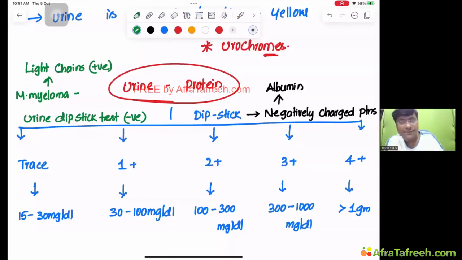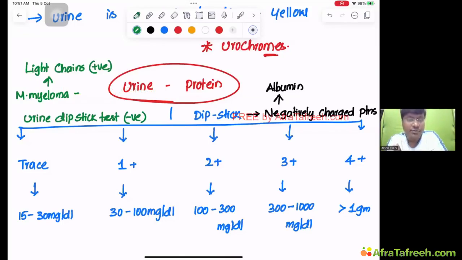And if it is 4 plus, more than 1 gram protein will be there within the urine. Okay. Then we were discussing the differences between glomerular and tubular proteinuria. In glomerular proteinuria, the pathophysiology is in the glomerulus. In tubular proteinuria, the pathology is in the tubule itself. And daily excretion, if you observe, in glomerular proteinuria, it is more than 3 to 3.5 grams per day, whereas in tubular proteinuria, it is up to 2 grams per day.